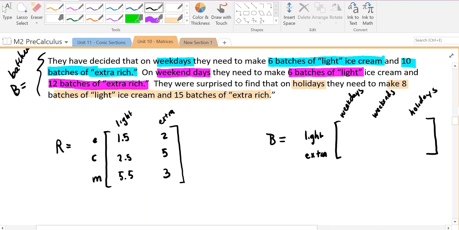Okay, so on weekdays they need 6 batches of light and 10 batches of extra rich. Weekends they need 6 batches of light and 12 batches of extra rich. I guess people aren't worrying about the calories then. And on holidays they need 8 batches of light and 15 batches of extra rich. Okay.